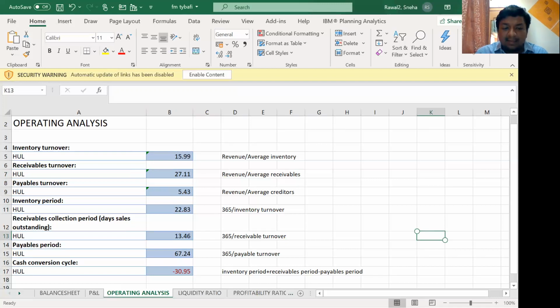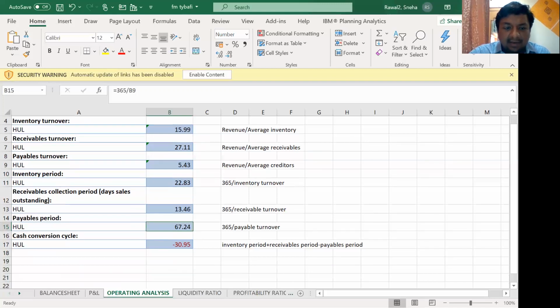Next is payables period. That is 365 divided by payables turnover. That is 5.43. The amount turns out to be 67.24 days. So the higher the number of days, the better is the company. So the company is lagging the payments made towards your creditors.